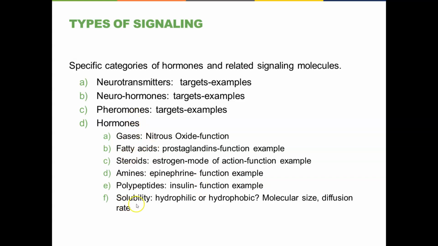As we look through here, what we want to consider is solubility, hydrophobic and hydrophilic molecules. If something is hydrophilic, it's water soluble, and that's going to be a hormone that binds to a receptor on a cell surface, right? Hydrophilic molecules can't pass through the phospholipid bilayer unaided. So there's going to be a receptor on the surface of the cell for a water-soluble hormone, like a peptide or an amine.